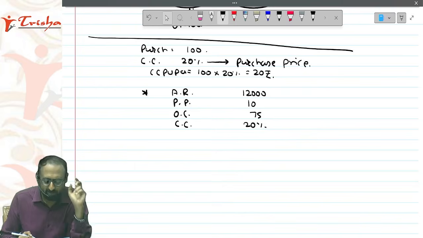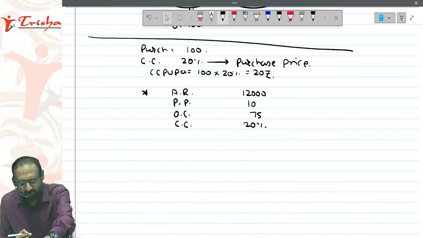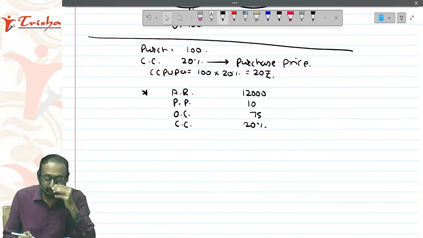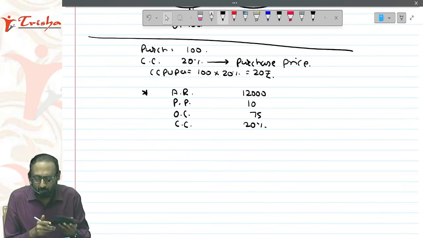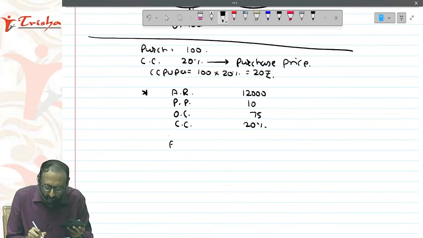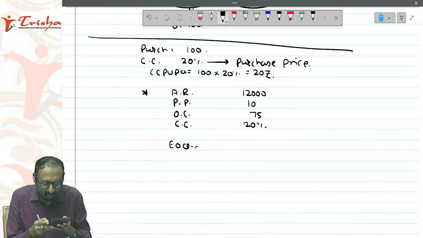Purchase price I have changed. 10 rupees is your purchase price. Ordering cost is 75 rupees. You will have to tell me how much will be your economic order quantity, EOQ. Anyone got the answer?